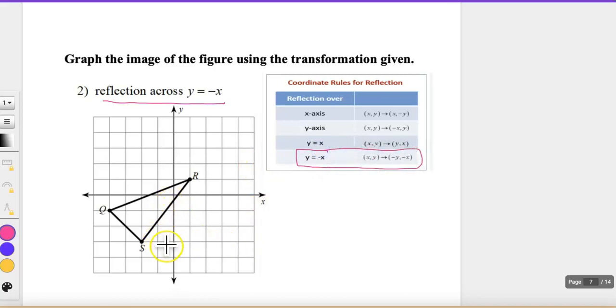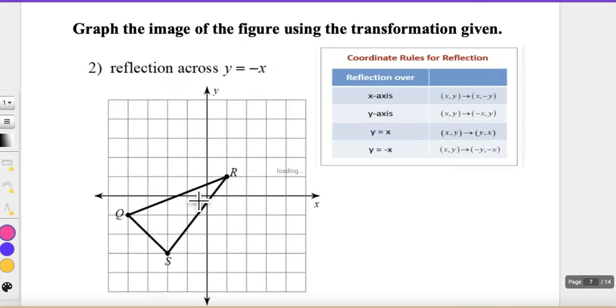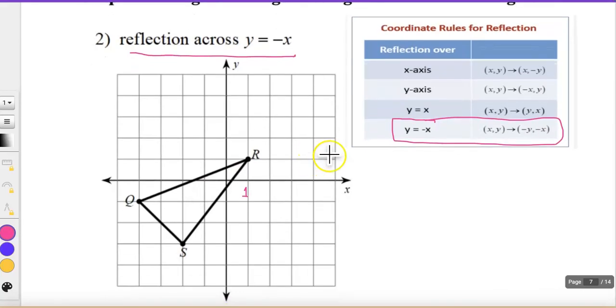Alright, so let's first of all find the coordinates. Let me zoom in so I can write it clearly. This is my 1, and this is my 1. So the coordinates for my R are what? 1, 1. I'll write it over here. R is 1, 1. Alright, so there you go.